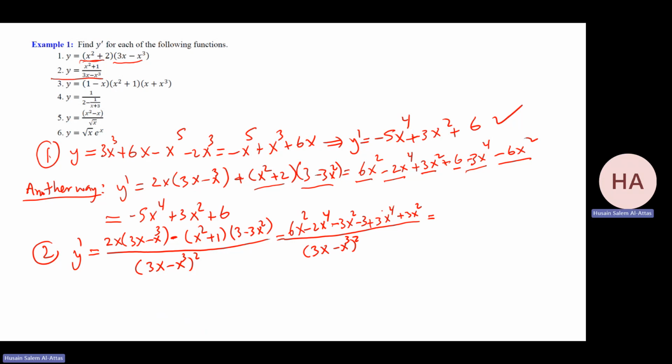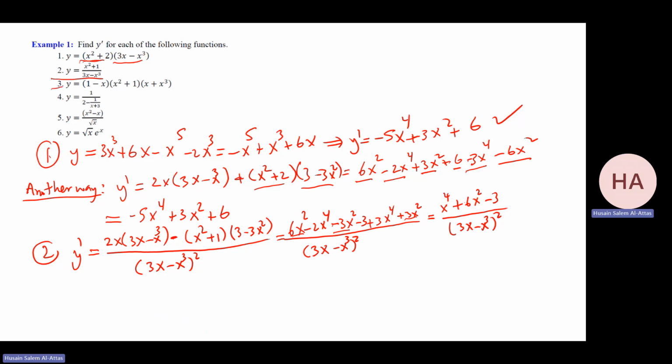Now, I have 3x to the power 4 minus 2x to the power 4. That is x to the power 4. I have minus 3x squared plus 6x squared, so it is plus 3x squared, minus 3. All of this over this. That's it. Check: minus 2x to the power 4 plus 3, so it's x to the power 4 minus 3, minus 3 plus 3 minus 3 cancel, 6x squared minus 3. So it's correct.